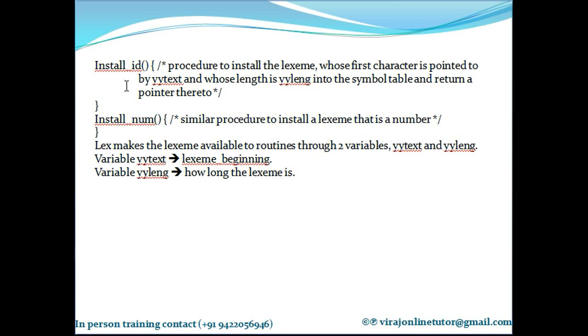Install num is exactly the same as install ID, just that it processes numbers. It saves numbers. So install num will save a number into the symbol table and it will return a pointer to that. So install ID, I repeat, is a procedure to install the lexeme in a symbol table whose information is present in YY text, which is the start of the lexeme, and YY length, which is the length of the lexeme, and it returns a pointer to what is saved in the symbol table. And install num is exactly like install ID, just that we are saving a number. Clear?